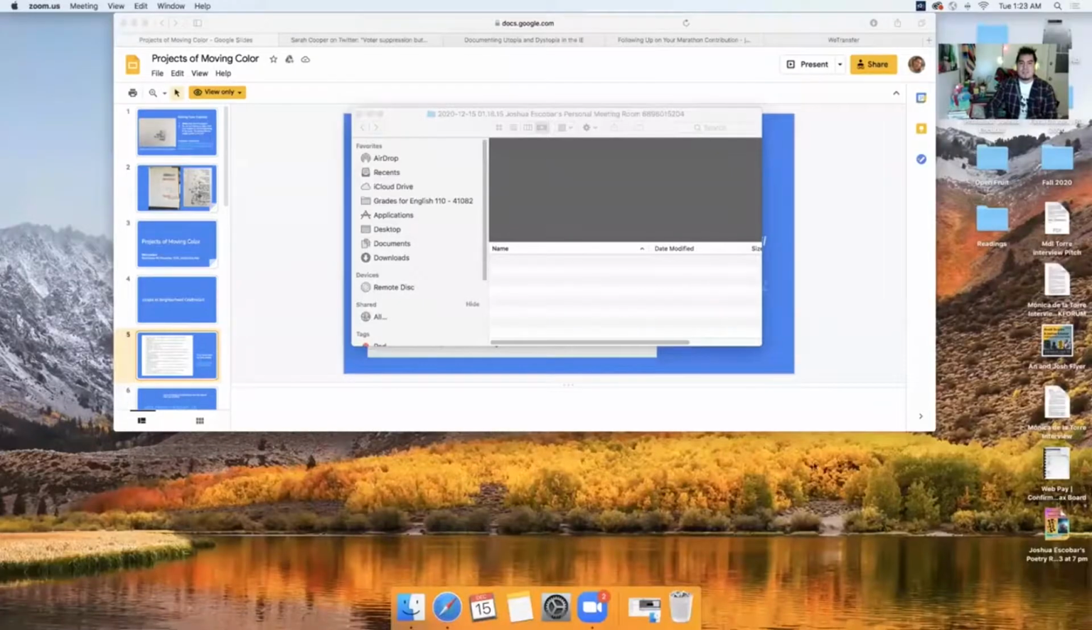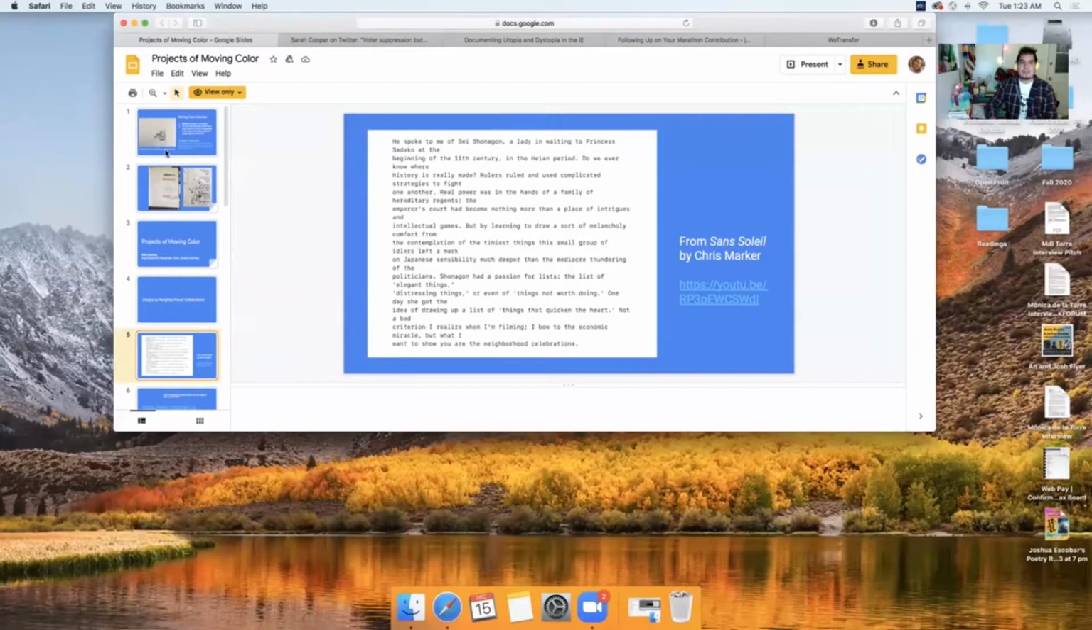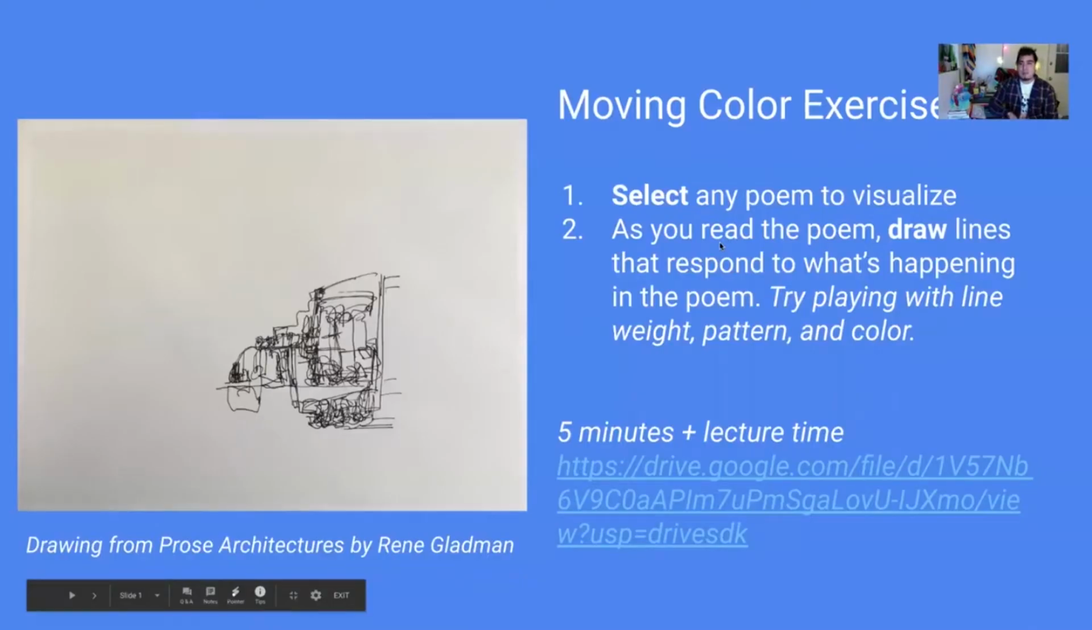All right, so the first exercise, you'll want some pen and paper, of course, or colored pencils if you have them. And what I would like you to do is to visualize a poem. So pick a poem, any poem. As you read, I'd like you to draw as you read, or in response to your reading, or even as a way of listening. And you can play with line weight, pattern, and color, and just draw as you read.